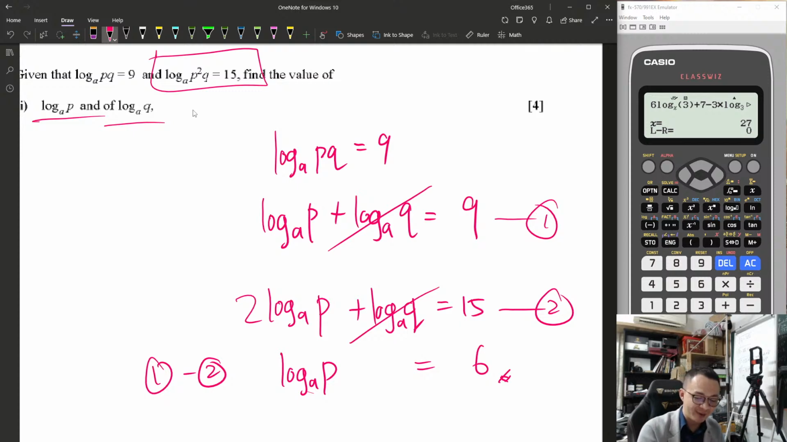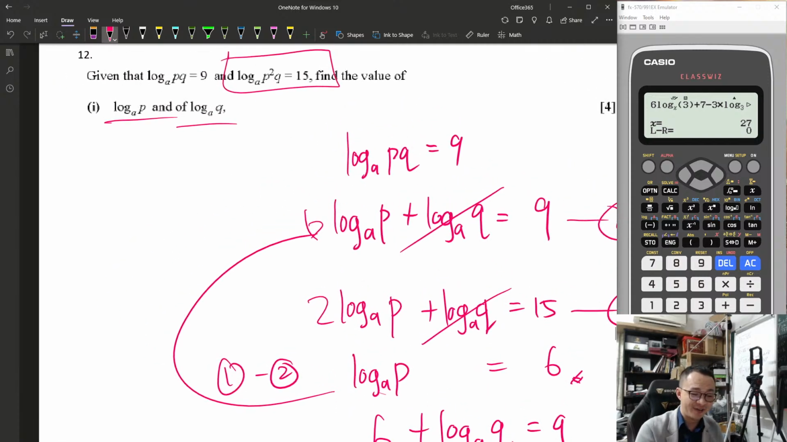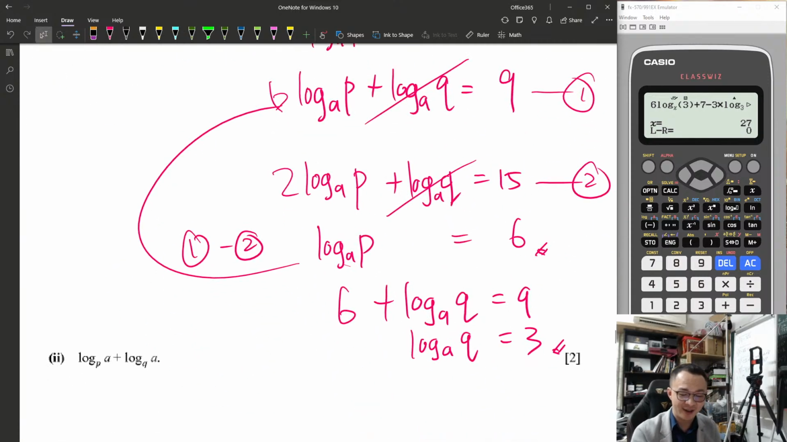So then I substitute the answer back into this equation maybe. So log AP is 6, plus log AQ equals 9. So log AQ is 3. Done. Yeah, they asked us to find the values of log AP and log AQ. Yeah, I got both, 3 and 6.